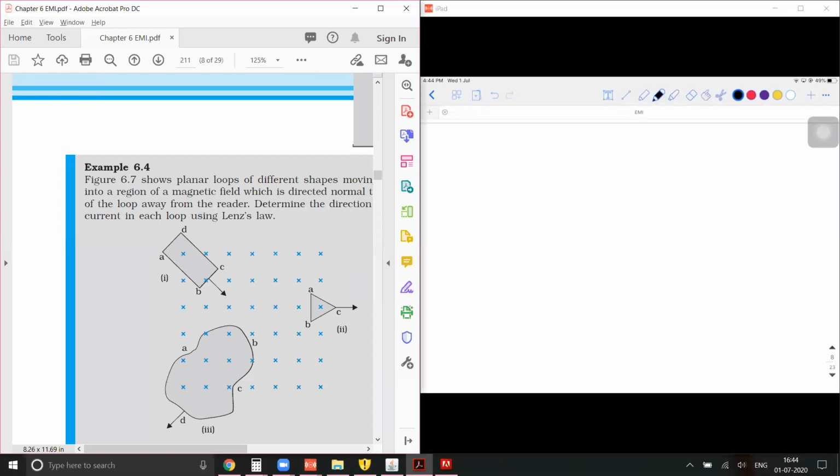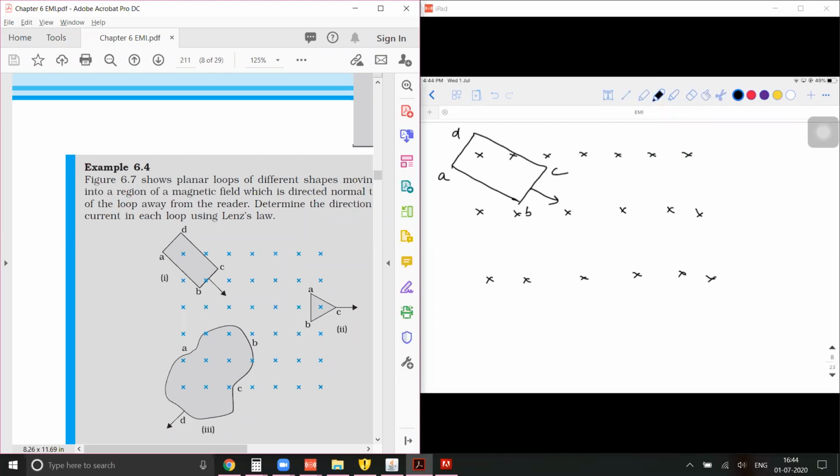So the magnetic field is away from you. Then you have a coil like this. The coil is moving into the plane. Let's say its velocity is not needed. It is moving into the plane through some means. This is A, B, C, and D.